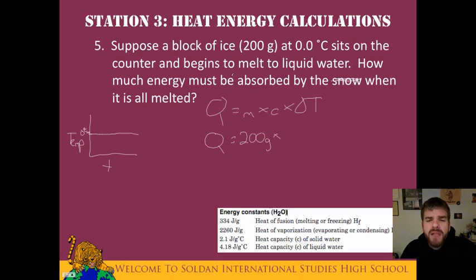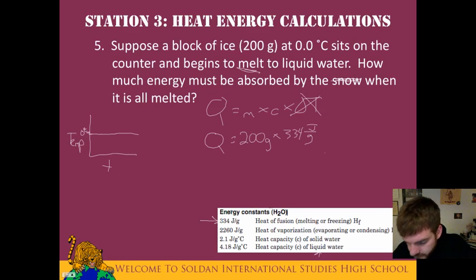Okay, this is a block of ice that's melting. Is it a liquid? Well, it's going to be at the end, but during the process of melting, no, we're not going to use this constant. Is it a solid? No. It's evaporating, condensing. No, it's melting, so we're going to use this one, the heat of fusion, and that is 334 joules per gram. Now remember, temperature is not changing, so we're going to cancel out this value here and solve.